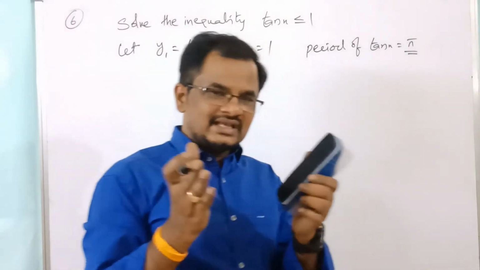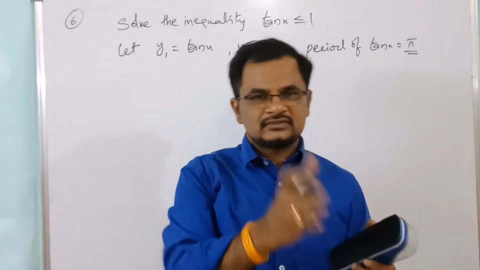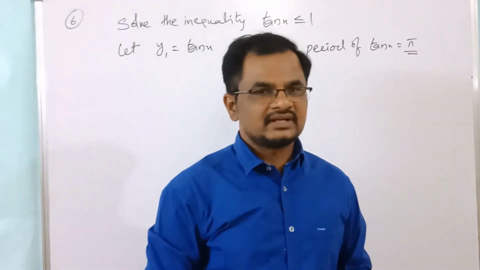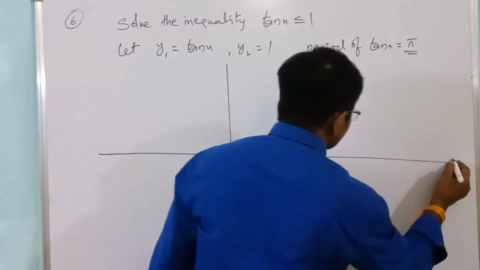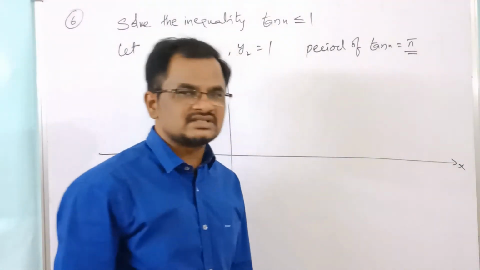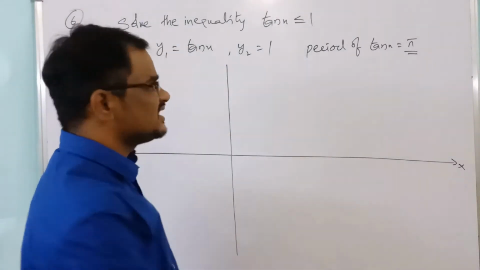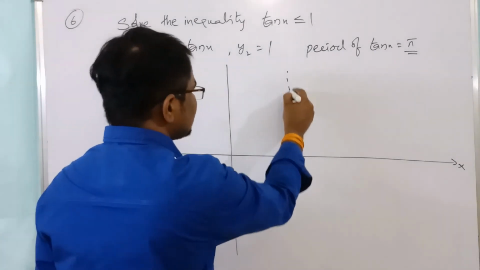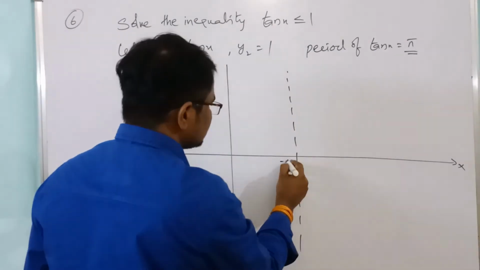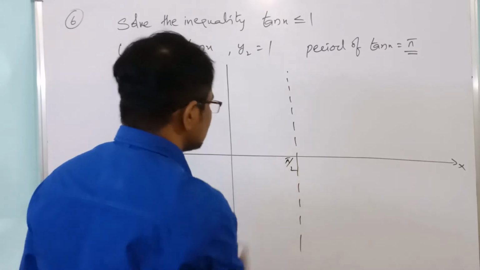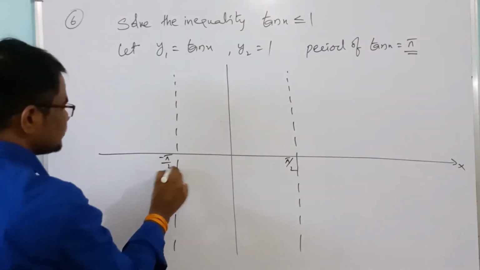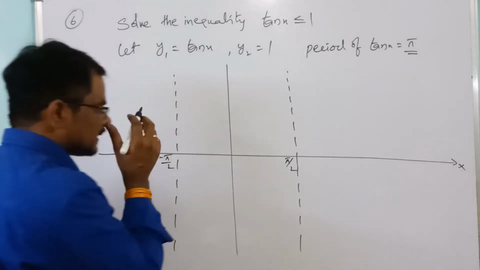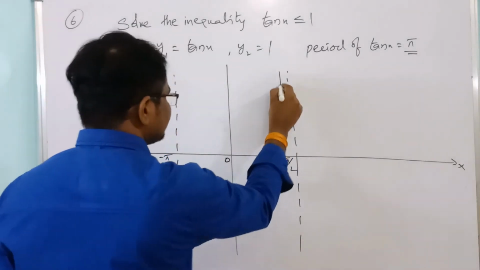Because in every length of pi, the graph repeats, right? If you know the graphs of all the trigonometric functions and periodicity, then this is very easy. Here at pi by 2, tan does not exist, so at minus pi by 2 also it does not exist, right? Here 0. What is the graph of tan?